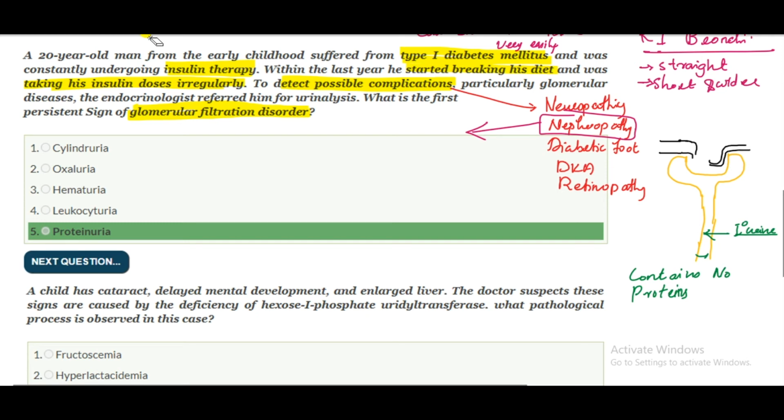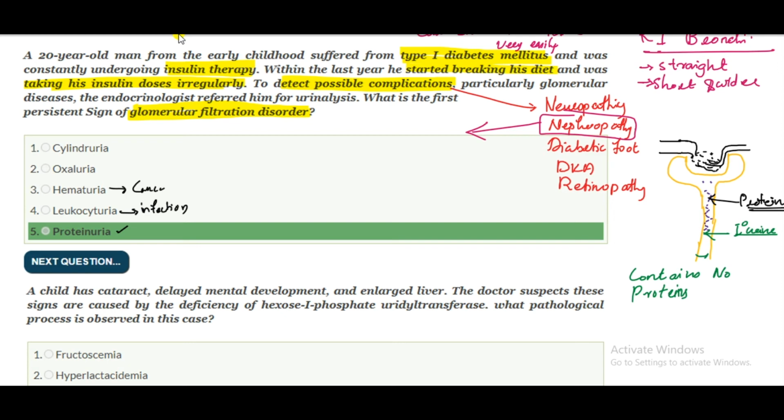But what happens in nephropathy? The filtration will be disrupted. So what we can see, there will be so many pores in the blood vessel within the Bowman's capsule. So you can see a large amount of proteins in the urine. That means proteinuria. Okay, proteinuria can be seen in glomerular filtration disorders.